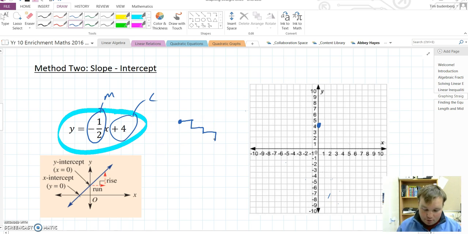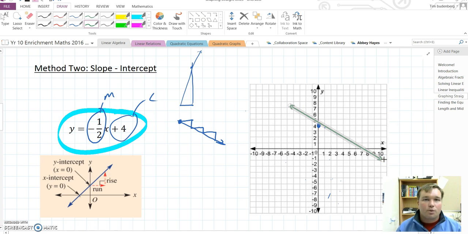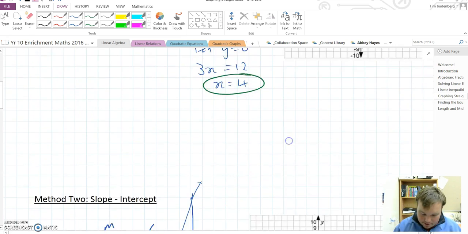If the slope was positive 3, we would run 1, rise 3. Run 1, rise 3, and the line would head up that way. In our case, we're going down this way. So from here, we're going across 1, down a half, across 1, down a half, across 1, down a half. That forms our line to be graphed. The other way of thinking it is rise over run, and both ways will work out just fine. Alright, so 2 ways to graph a line: slope-intercept, axis-intercept methods.